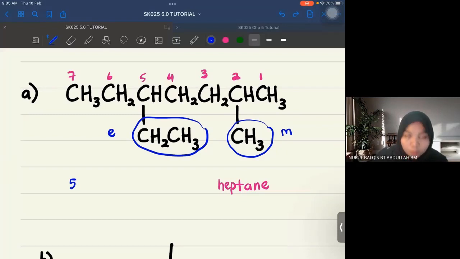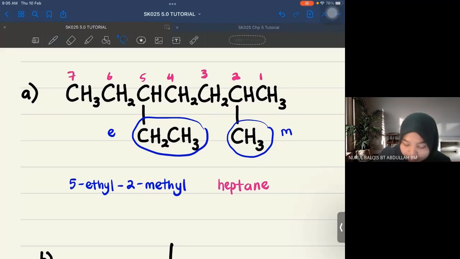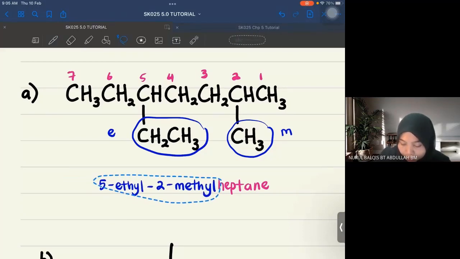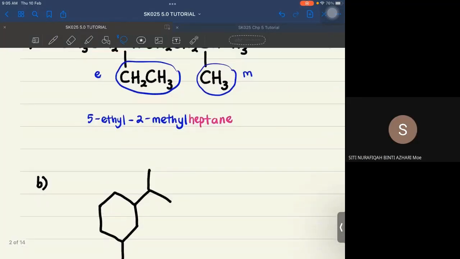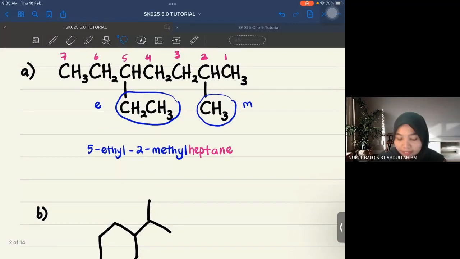I mean, in between 5 and ethyl, what do we have? Comma or hyphen? Okay, hyphen. 5-ethyl. And then we have another substituent, 2 hyphen methyl. Can we leave a space between them? No, so close it up. 2-methyl. So the name is 5-ethyl-2-methylheptane.